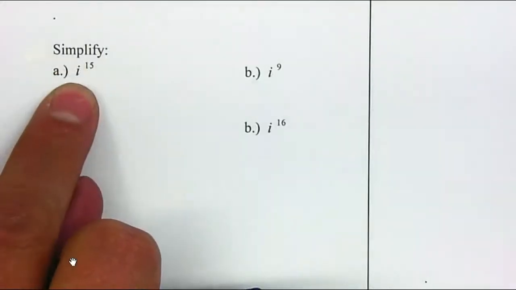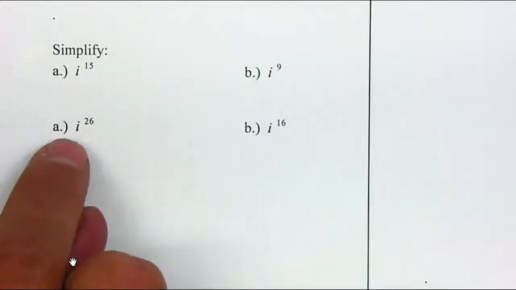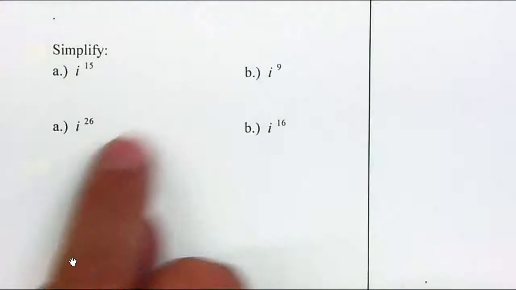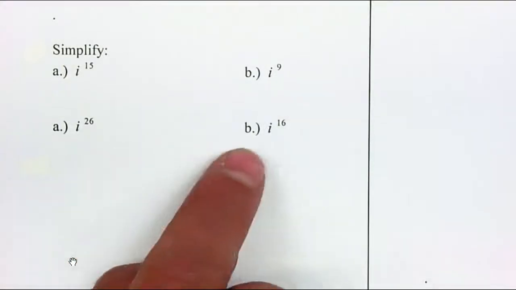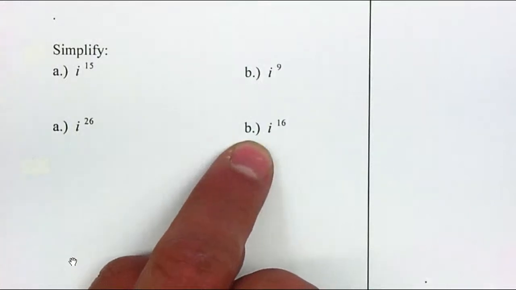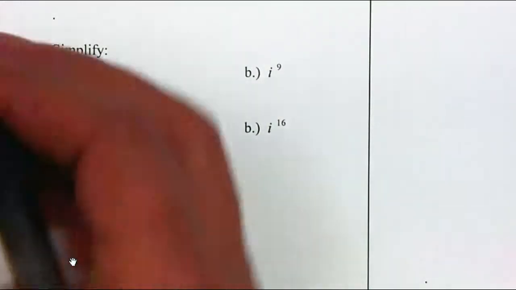Simplify the following imaginary numbers. They give you i to the 15, i to the power of 9, i to the 26, and i to the 16. I need to be able to simplify or find something that's equivalent. Most of the time, they'll give you the following definition on any type of problem.